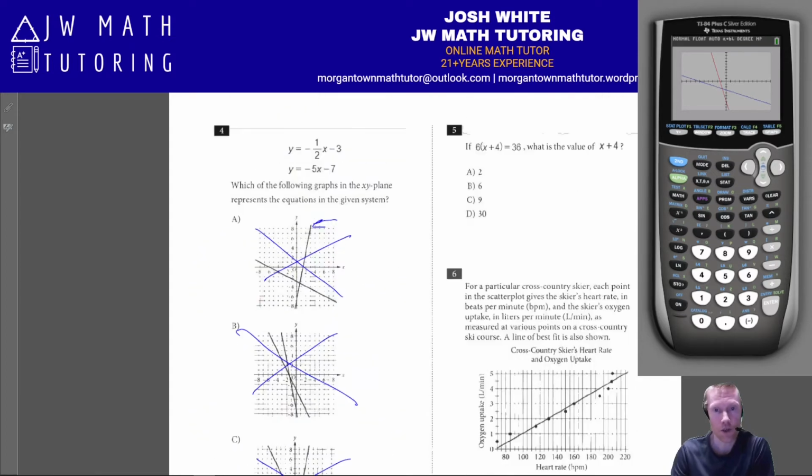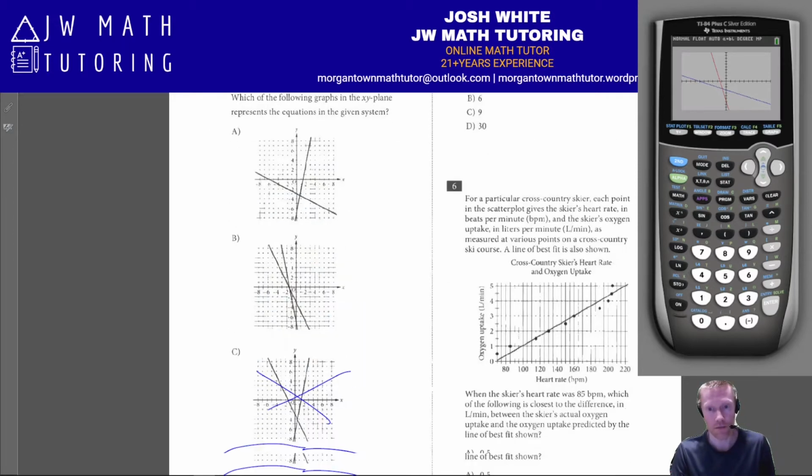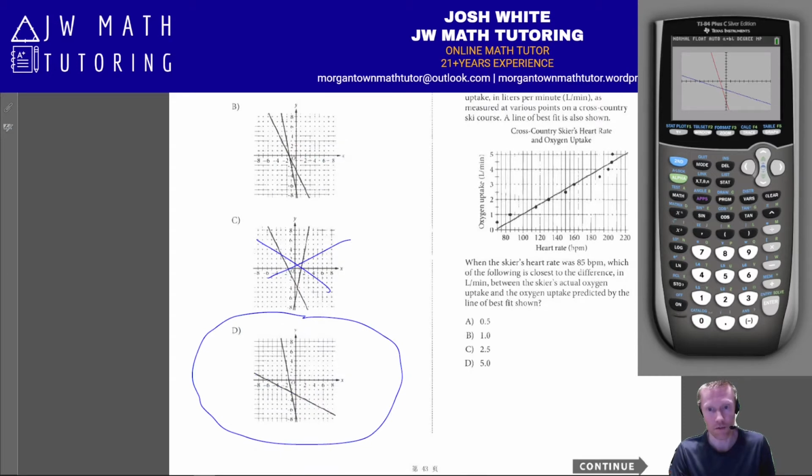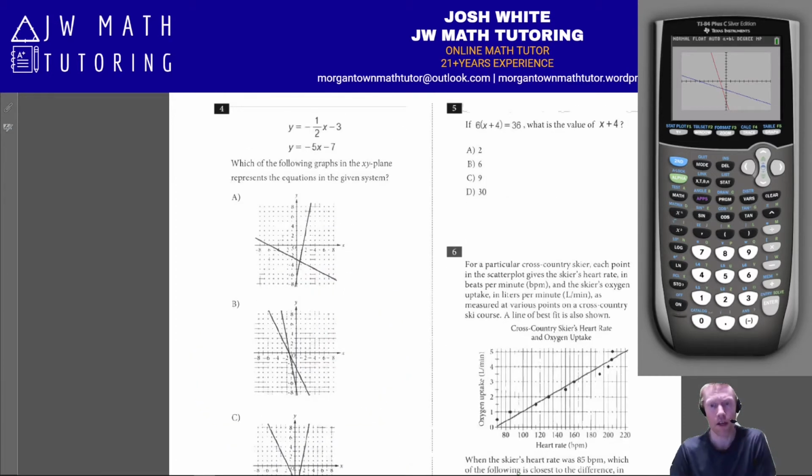Now, if you did not want to graph them on the graphing calculator, or you didn't have a graphing calculator, then I would basically just go through and match up the lines based on their slope and the y-intercept to the graphs. So just to show you an example real quick using some process of elimination, I'm just going to get rid of these marks first. Okay, so I'll take the first line. I'd notice slope is negative 1/2 and its y-intercept is negative 3.